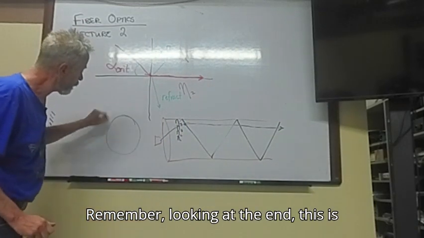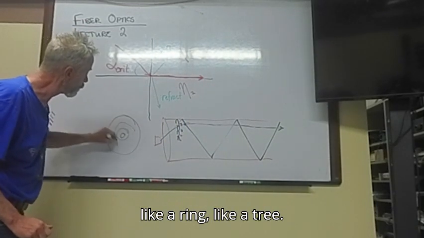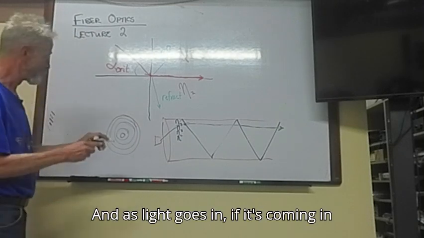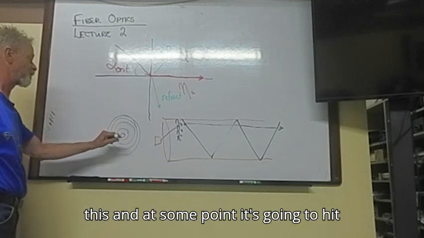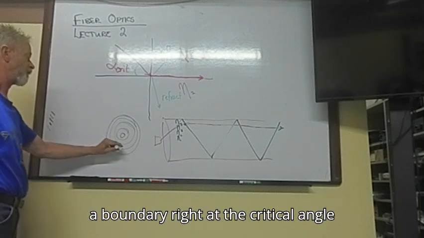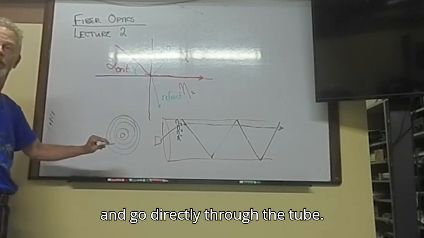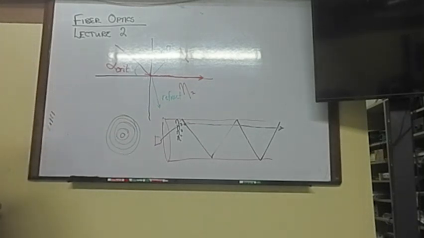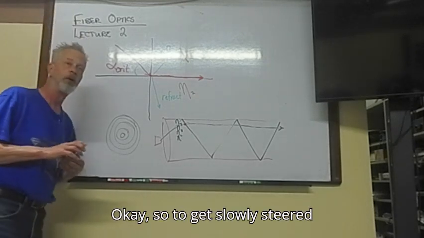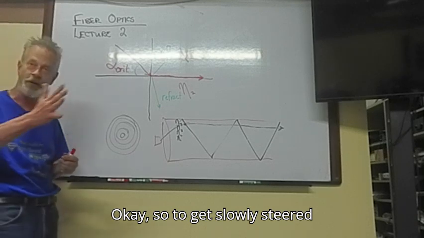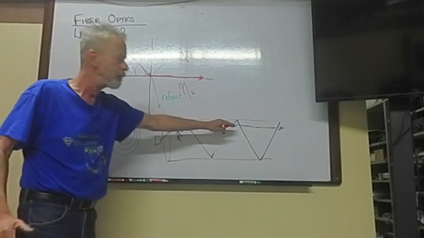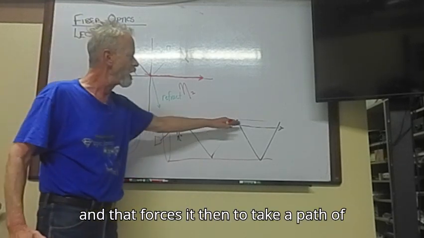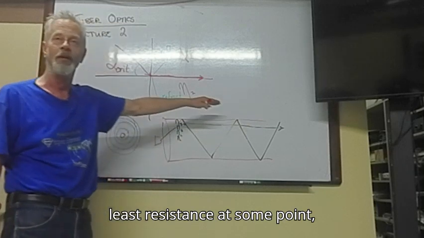Remember, looking at the end, this is like a ring, like a tree. And as light goes in, if it's coming in from the side, it's going to come in like this, and at some point it's going to hit a boundary right at the critical angle and go directly through the tube. So it gets slowly steered by hitting denser and denser material, and that forces it then to take a path of least resistance at some point.